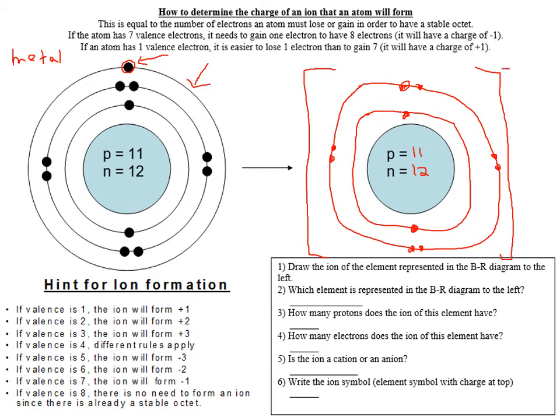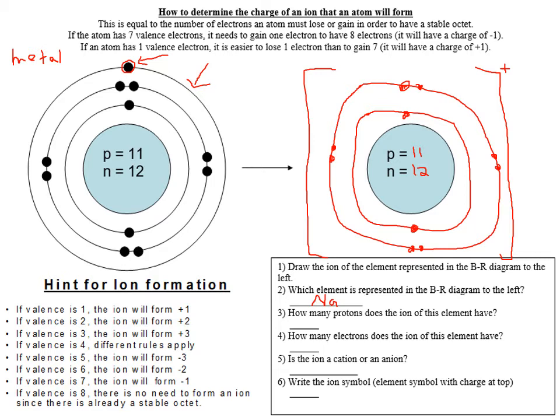Now, you could put +1, but you don't have to put the 1 in. If there's no number there, that means that it's +1. Okay? So we know that the element to the left is sodium. I knew that because there are 11 protons. As soon as you see 11 protons, you can look at which atomic number corresponds to that, and that would mean that it has to be sodium.